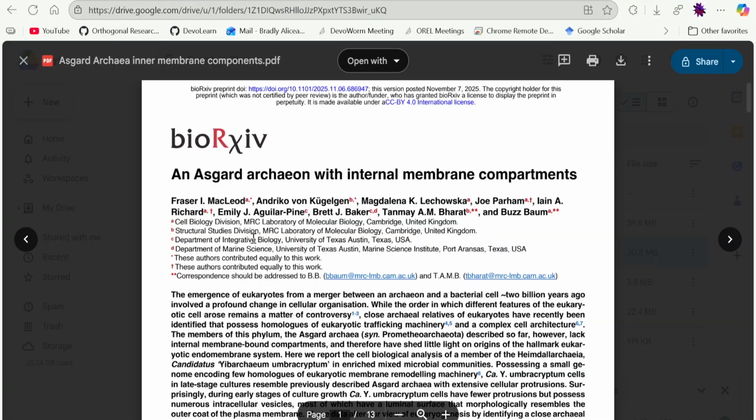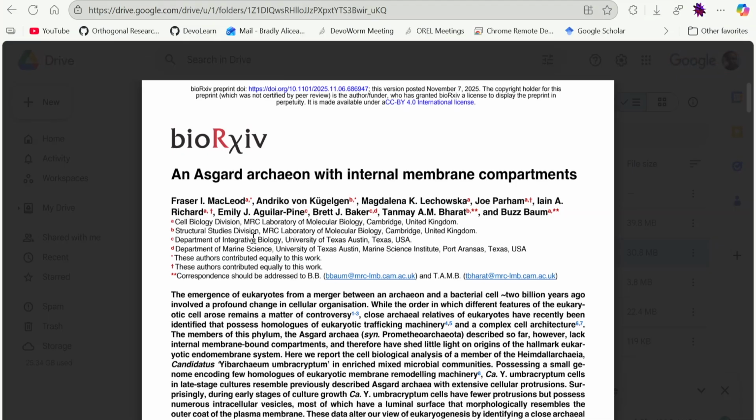So I'd like to do another paper. This one is from the bioRxiv. This was just published this week on the server. And this is talking about the Asgard archaebacteria. So, an Asgard archaeon with internal membrane compartments.